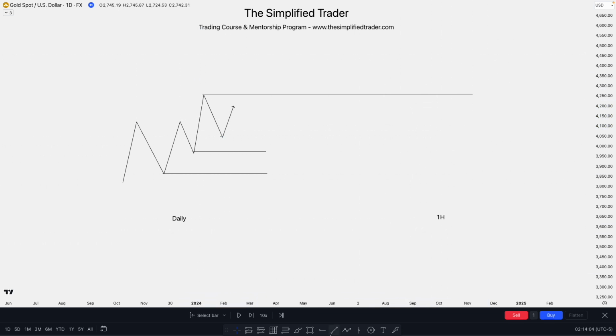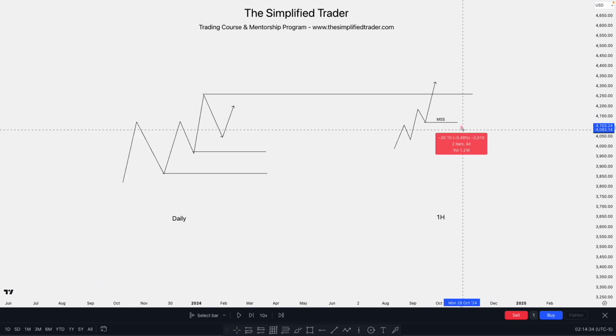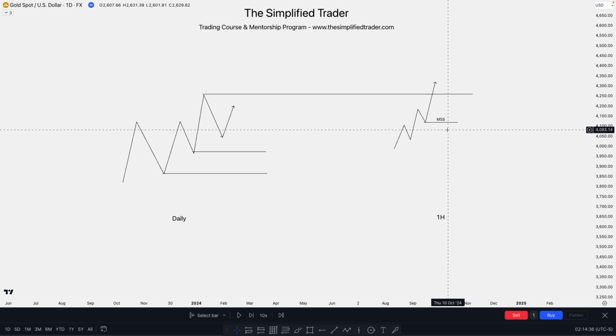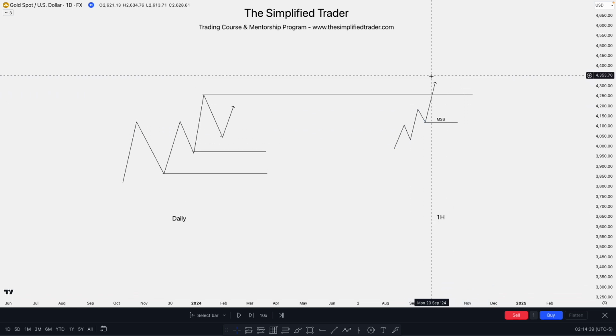Now I've zoomed in over here. Over here, we can see that we're making higher highs and higher lows, and then we interact with this swing high. What I want you to wait for now is your market structure shift. So we have a high, higher low, higher high, higher low. Now, we are going to wait for the higher low to get broken and closed below, my apologies.